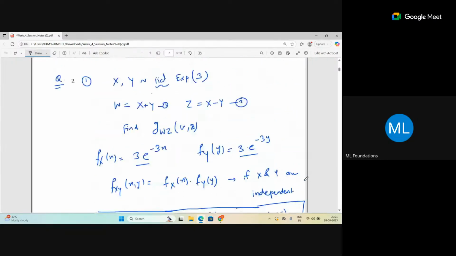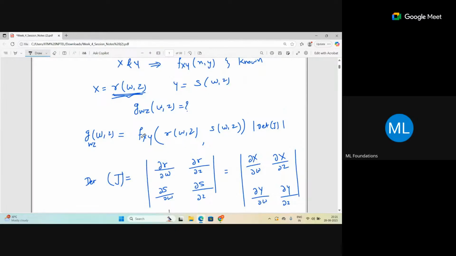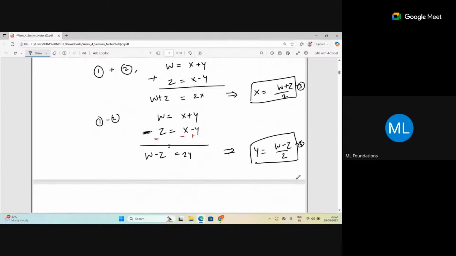Now I have got the joint density, and I have got these equations. I need to find the determinant of this Jacobian, and you can find it using this formula or this formula. Both of them are the same. So let's try to find it.